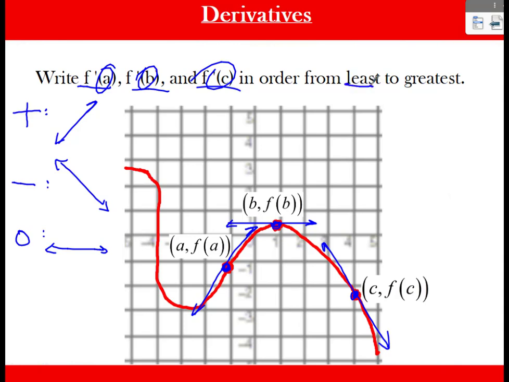The smallest one is going to be the negative one, which would be f prime of c. Next would be 0, so it would be f prime of b. And the largest one is going to be the positive slope, so f prime of a. So that is in order from least to greatest: the smallest value is negative, then 0, then positive.